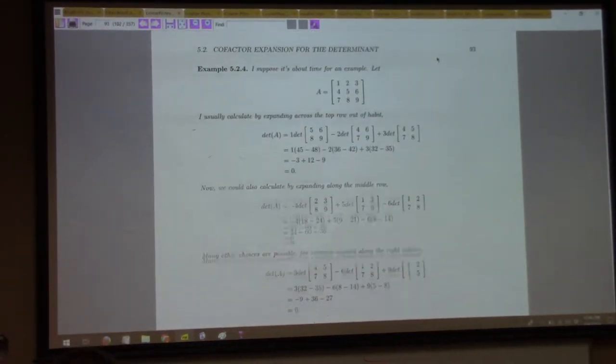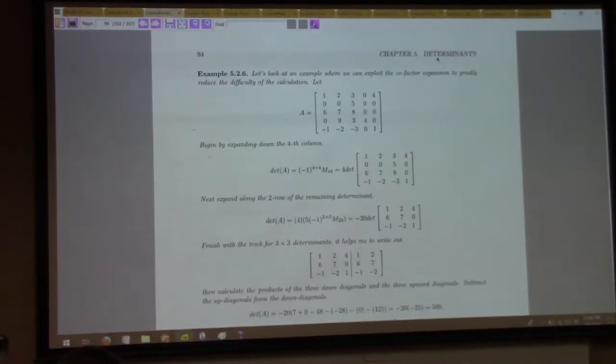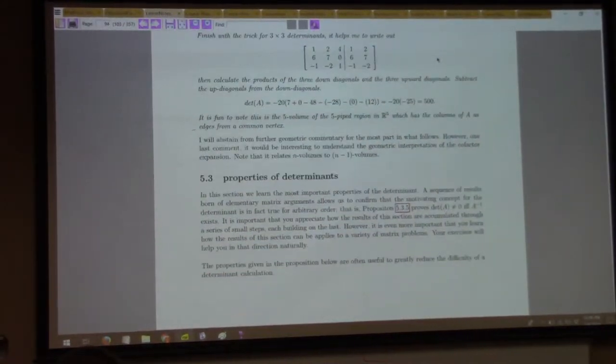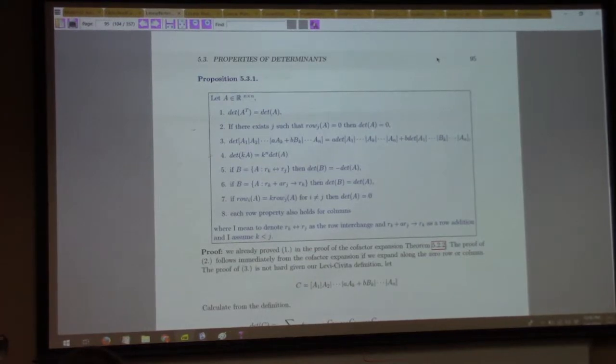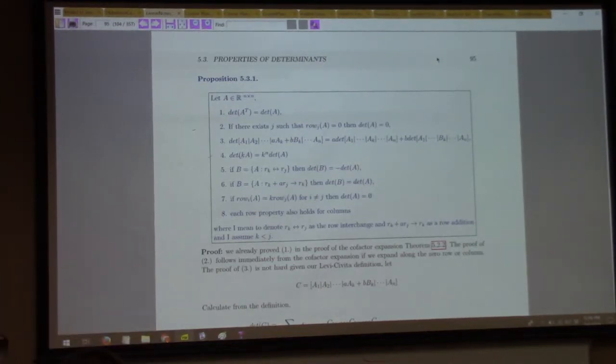Here's some examples with numbers. Another example with numbers. Another example with numbers. Properties of determinants. This is what I wanted to get to. All right, so like I was just telling you, the determinant of a matrix is equal to the determinant of the transpose.